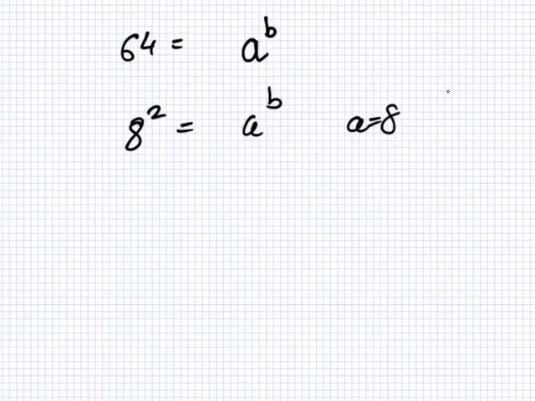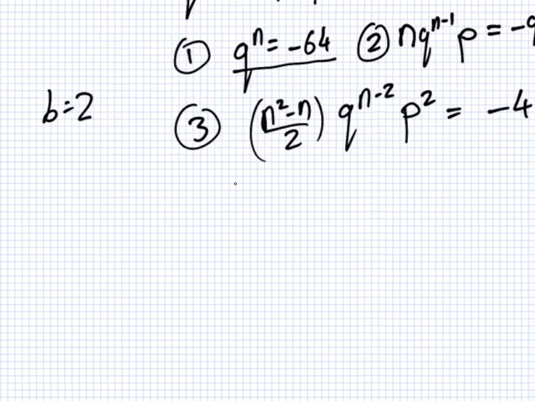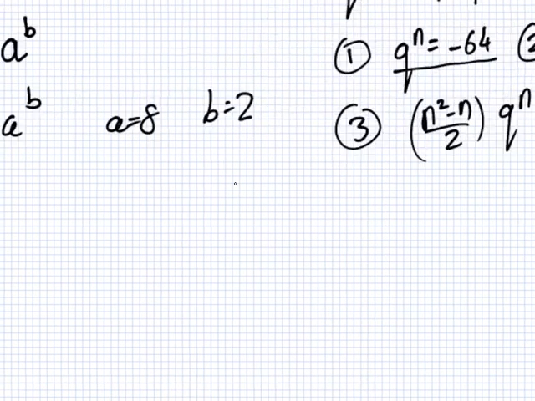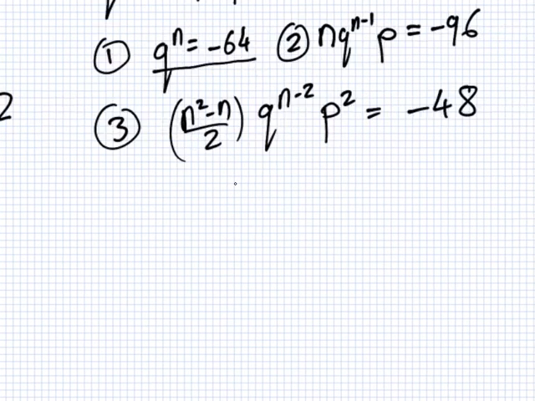Let's say I have 64 equals a power b. You could have 8 squared, so a equals 8 and b equals 2. Or you could have 2 power 5. But it's minus 64, so you know that q has to be negative, and n has to be an odd number. But my point is still the same: you don't have enough information to solve uniquely for number 1.